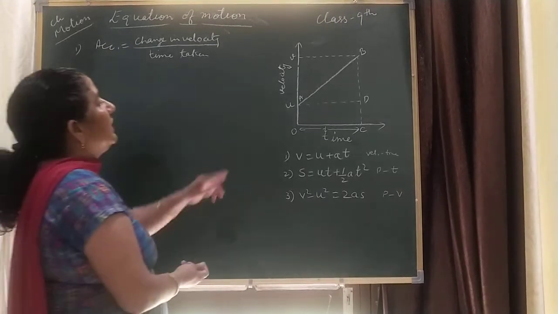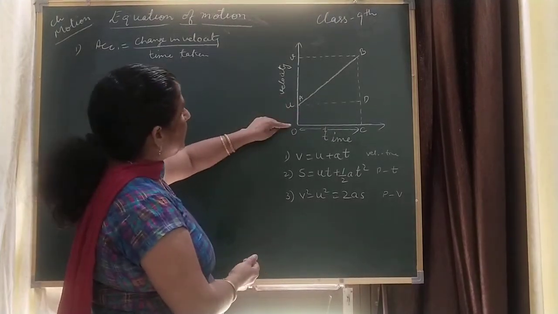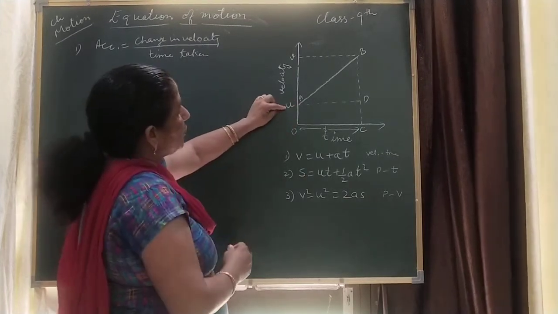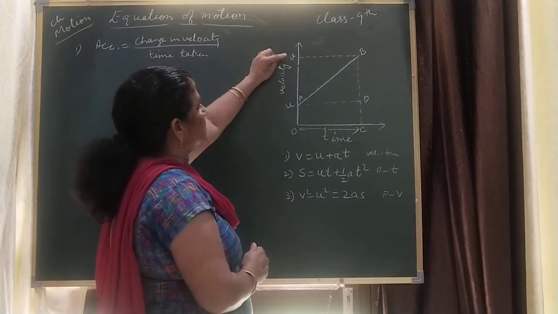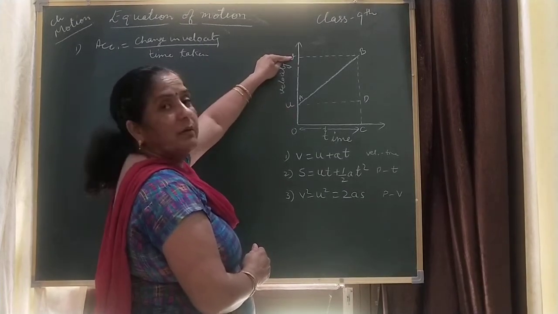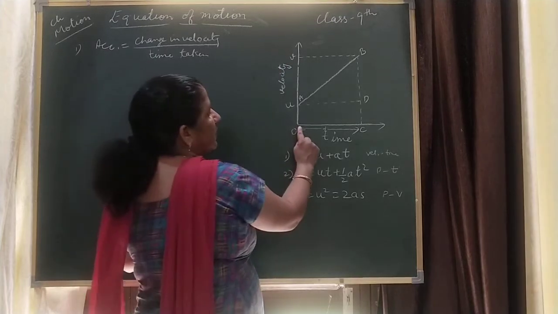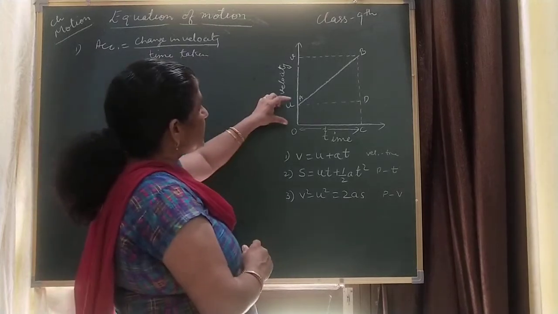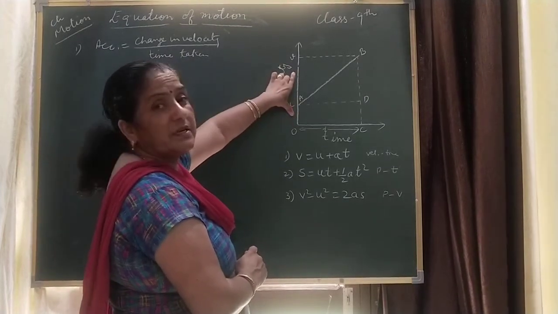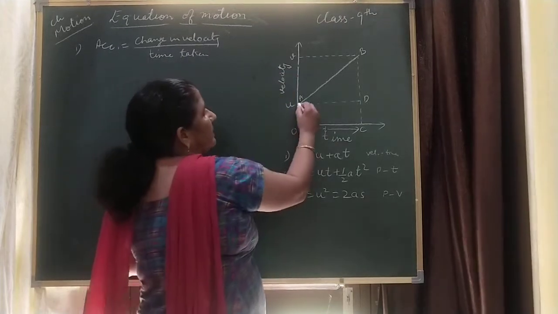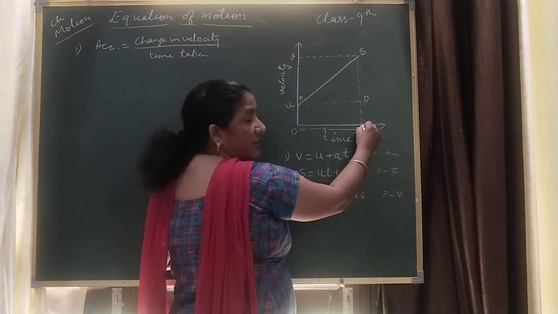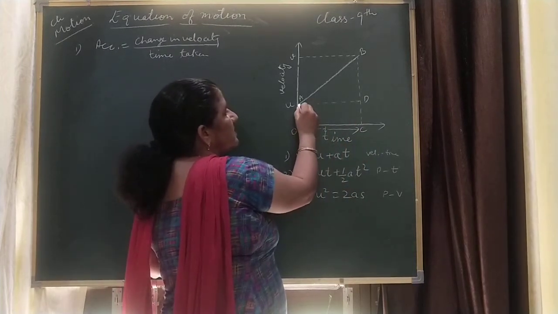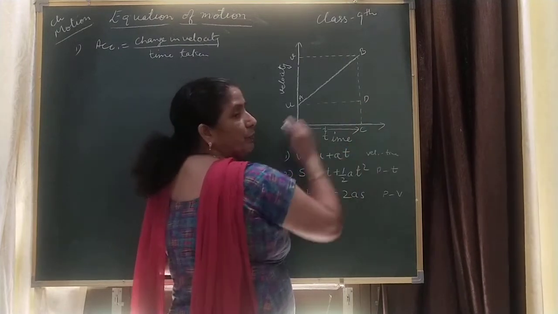Now students, look here. If u is the initial velocity, this distance is equal to u, the initial velocity, and this is the final velocity, the distance from here to here is v. Now the distance from here to here is t, the time. Look here, this distance DC is equal to OA. It means if this distance is u, then this is also u.